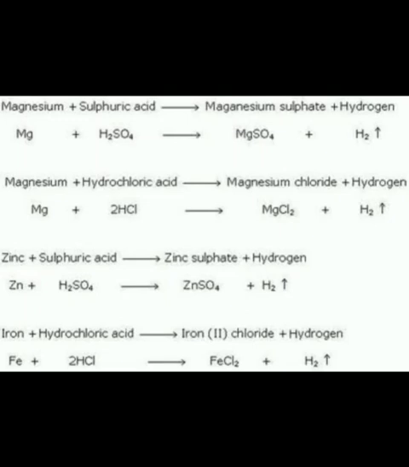That means it displaces the low reactive element, hydrogen. And like that, zinc plus sulfuric acid produces zinc sulfate plus hydrogen. And iron plus hydrochloric acid produces iron chloride plus hydrogen. So here hydrogen is the less reactive element in comparison to the metals magnesium, zinc, iron, aluminium, etc. Thank you.